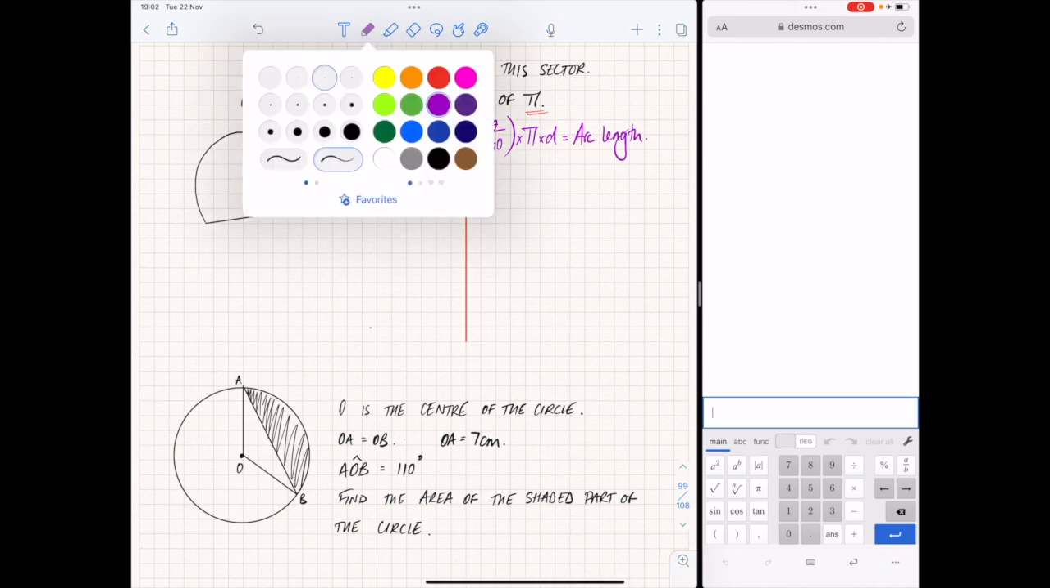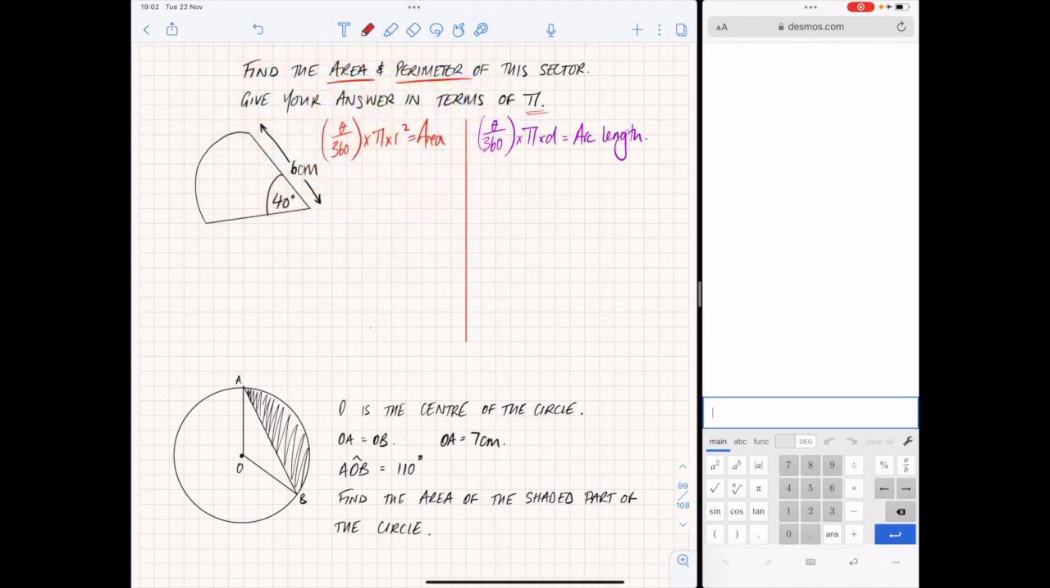So let's have a little look at area first of all. So we're going to go 40 over 360 times pi times 6 squared, and we can work out the area. Okay, now we know that 6 squared is 36, pi is just pi. So instead of writing that as pi 36, what I can actually do now is write it as 36 pi. Okay, so it's exactly the same as doing x times 6 squared, and that'd give you 36x, right?